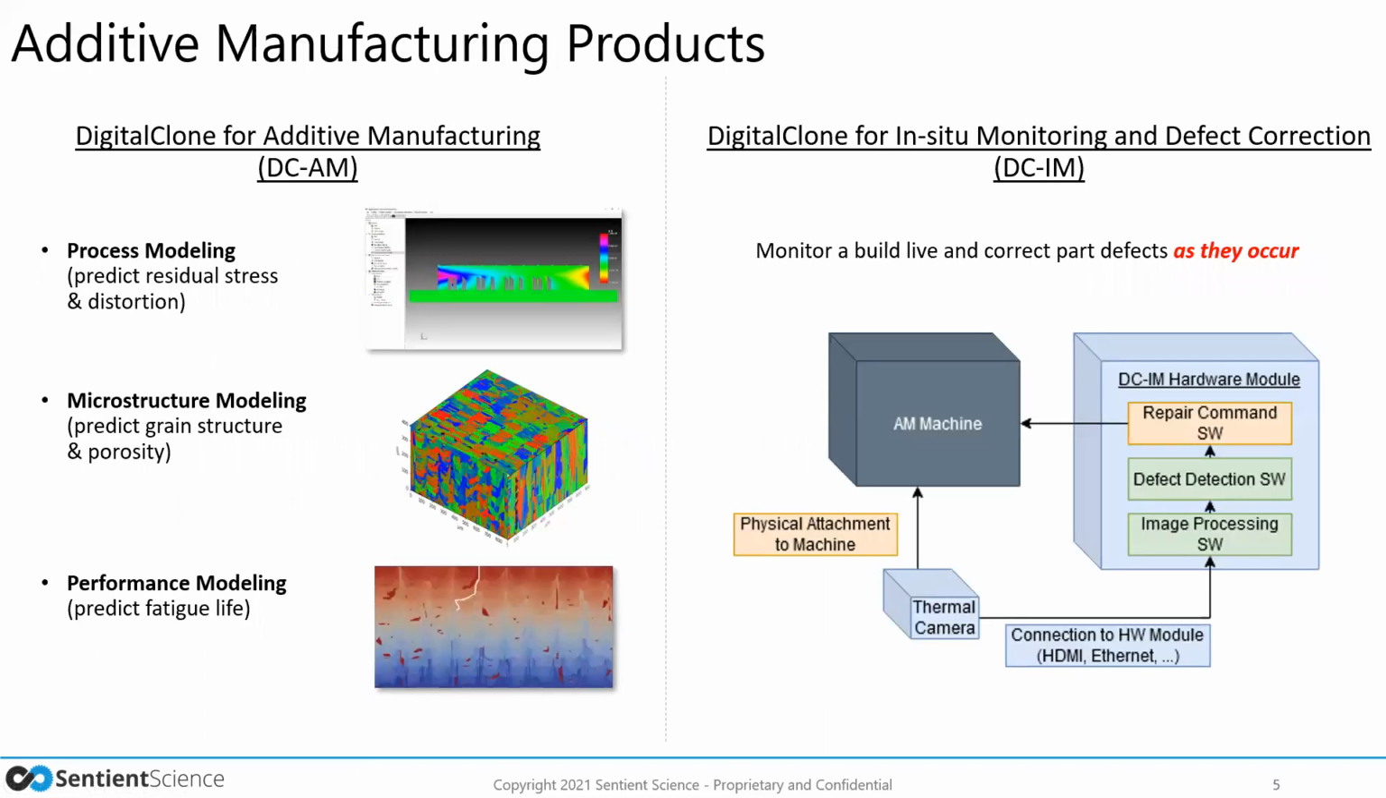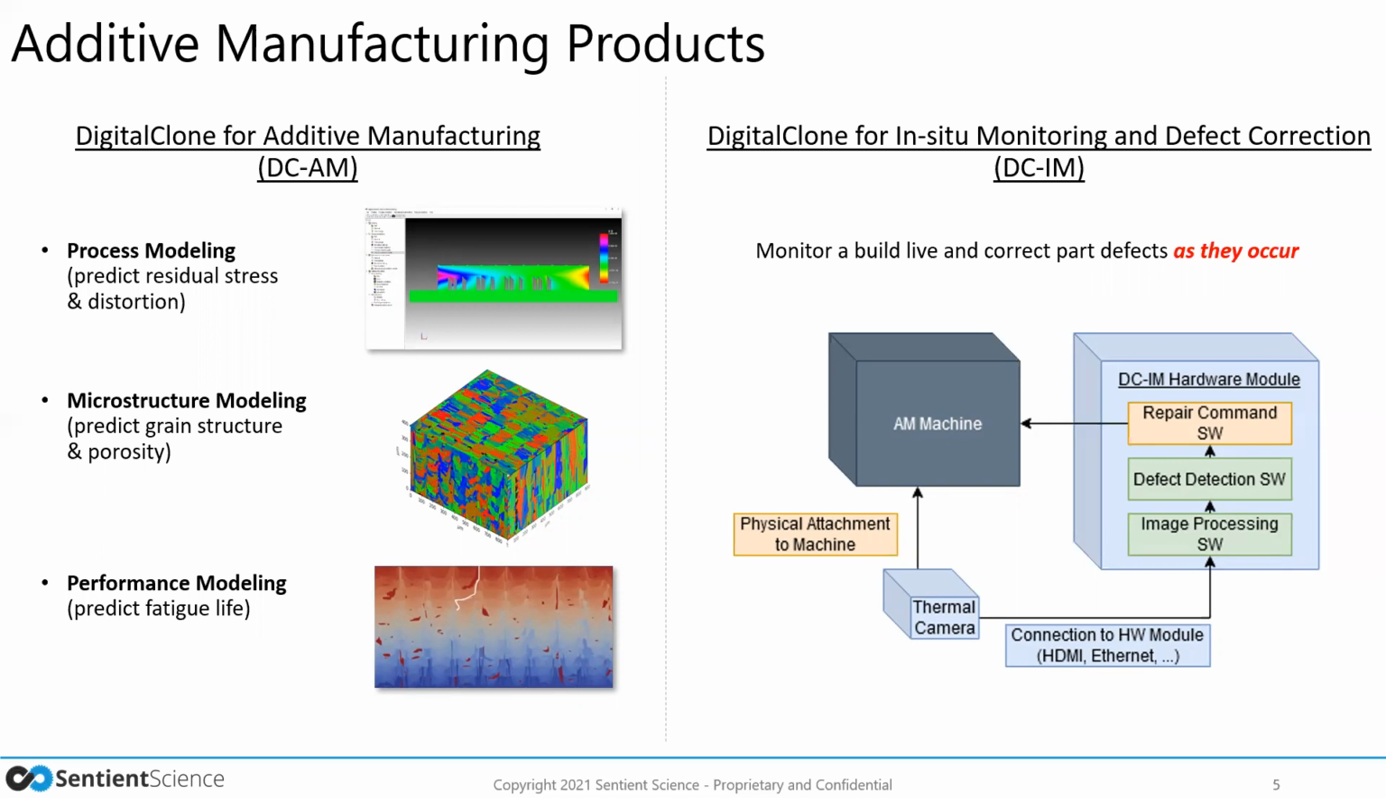From all of this R&D, we have generated two products. DigitalClone for additive manufacturing, shown on the left, which I will discuss in detail throughout this presentation, and DigitalClone for in situ monitoring and defect correction, which is a result of our Army program.